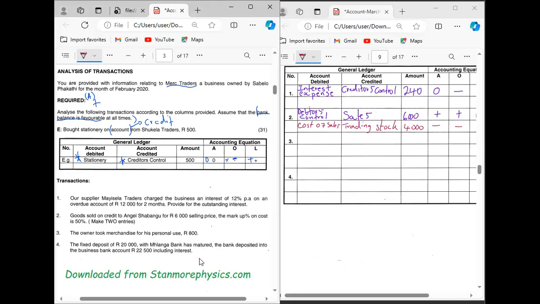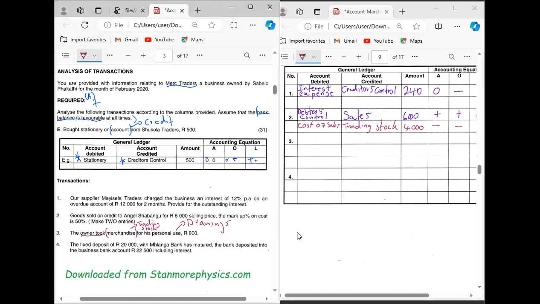So the owner of the business took merchandise. What is merchandise? In accounting, it's trading stock. We are not selling our trading stock, but the owner decided to take trading stock from the business for his personal use. Whenever we see the words personal use in the business, we need to think of drawings. It's going to become an expense for us in the business because the owner is taking trading stock.